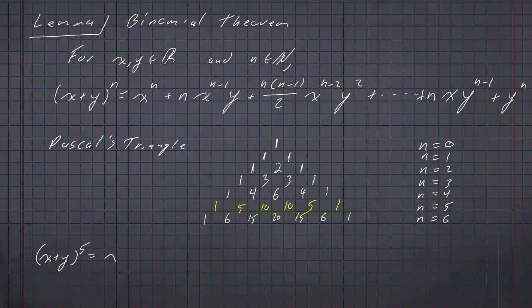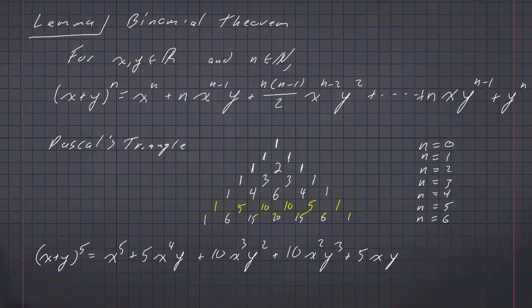And I will have 1 times x to the 5th. Then I'll have 5 times x to the 5 minus 1 is 4, y to the first. I'll have 10 x cubed y squared, right? Just decreasing the power on x, increasing the power on y. I'll have 10 x squared y cubed. I'll have 5x y to the fourth, and I'll have 1 y to the fifth.